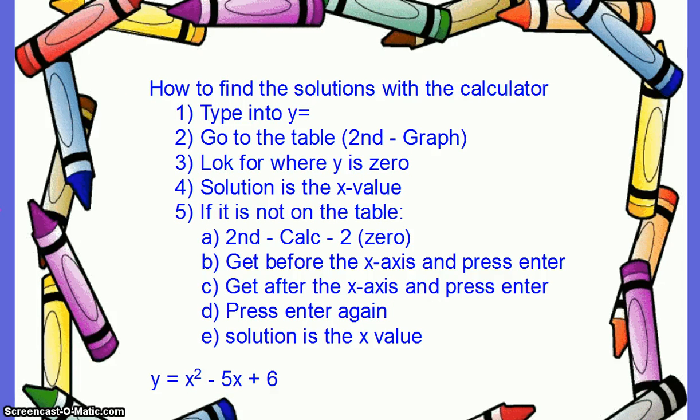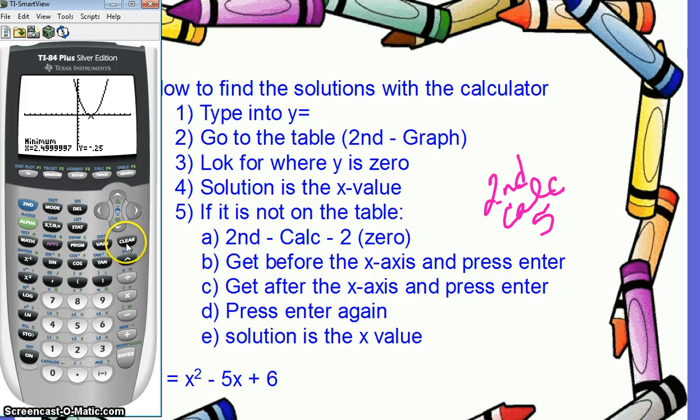To find the solution, we talked about doing second calc number 2 for 0, but then we also decided that second calc number 5 for intersect was probably easier. When you have something like this, you've got to have something for y1. So at this side, you would put a 0. You would go to y equal, and it doesn't matter which one is at y1 and which is at y2. So I'm just going to leave this x squared minus 5x plus 6 at y1, and go to y2 and put a 0.